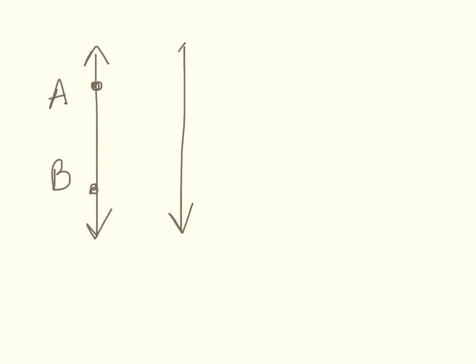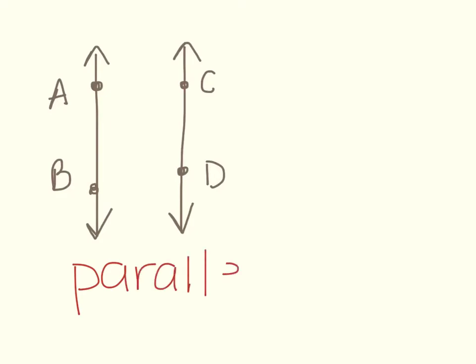If I wanted to draw two parallel lines, and I'm going to call these lines, this one is AB, and this one is CD. I'm just doing that so that we know we're talking about the lines AB and CD. These are parallel lines. And I like to remember that they're parallel because the two L's in parallel show that they run side by side.